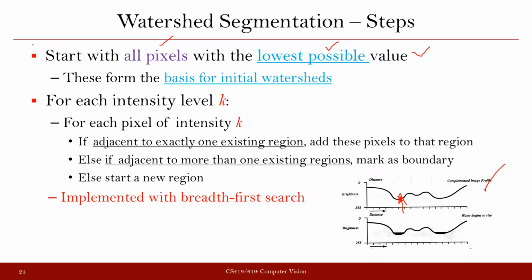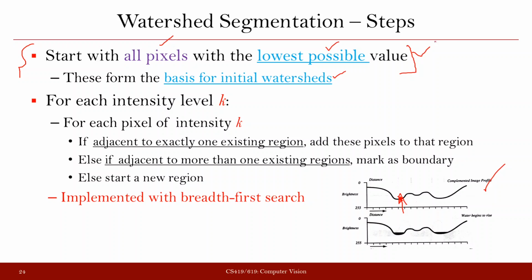So the first step is to start with all the pixels which are having the lowest possible value, and this lowest possible value is in terms of intensity. We have the choice of making 255 as low or 0 as low, whatever we want to use. And these points form the basis for the initial watershed. These are the initial points from where we are going to consider that the water is going to fill in the body in those segments.